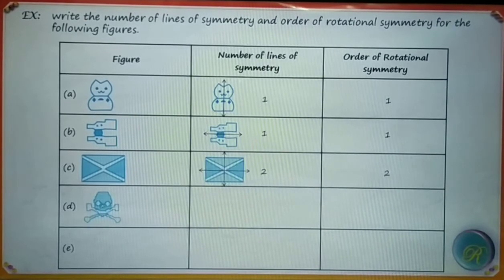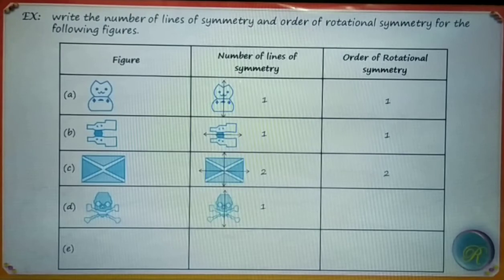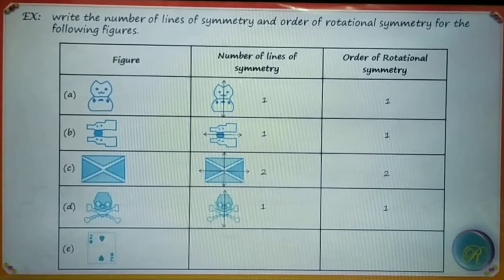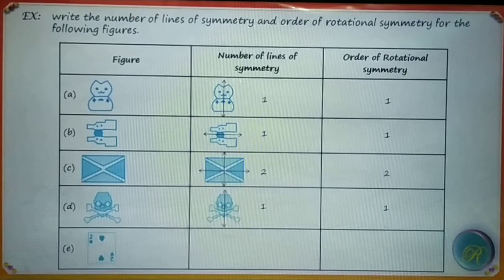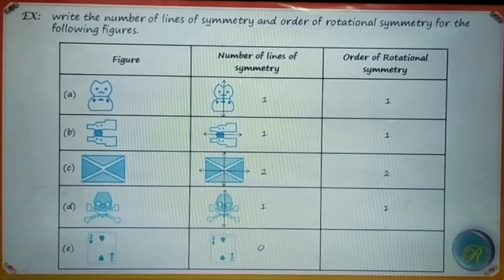Figure D. Number of lines of symmetry 1. Vertically we can draw. Order of rotational symmetry 1, because angle of rotation is 360 degree. Figure E. What about number of lines of symmetry? 0. Order of rotational symmetry 1.